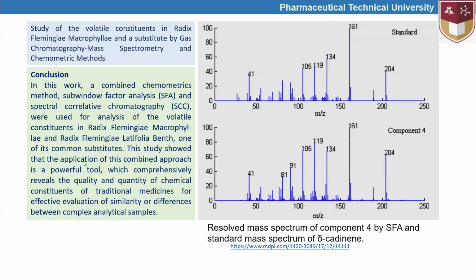Okay, the study showed that the application of this combined approach is a powerful tool which comprehensively reveals the quality and quantity of chemical constituents of traditional medicine for effective evaluation of similarity or differences between complex analytical samples. The point is, by comparing different extractors, it will be possible to compare the profiles of different extractors. So then it could be possible to make some conclusions about the optimization of some of the extraction methods.